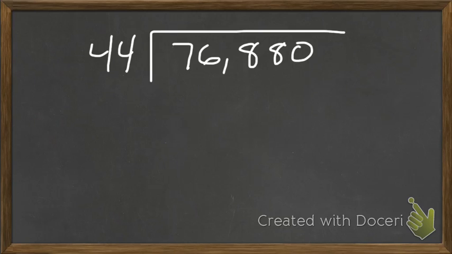So here's a pretty big one, 76,888 divided by 44. So looking at 44, I know that I can estimate 44 as 40.